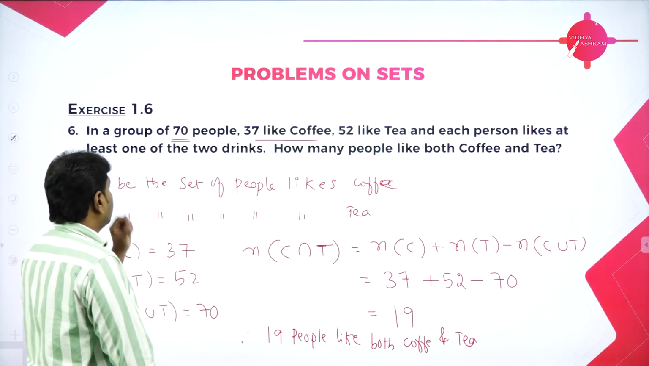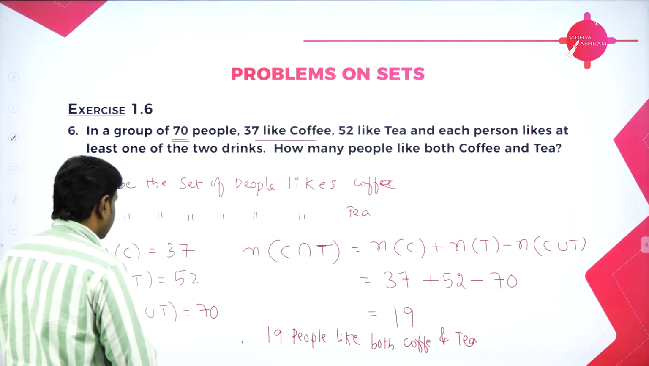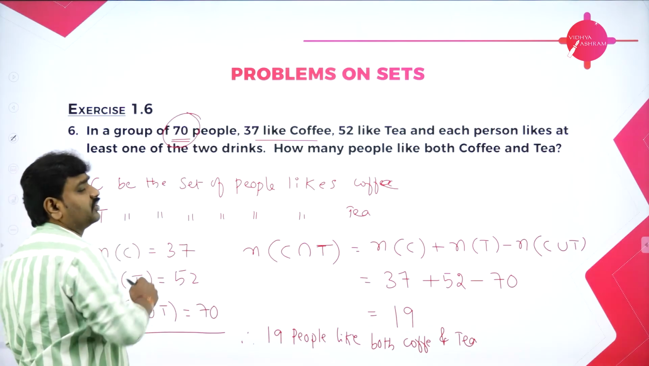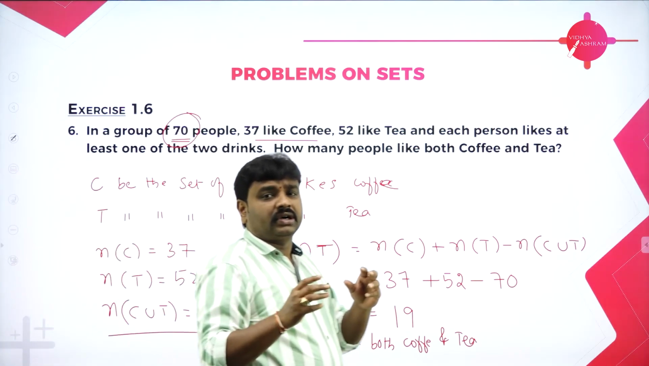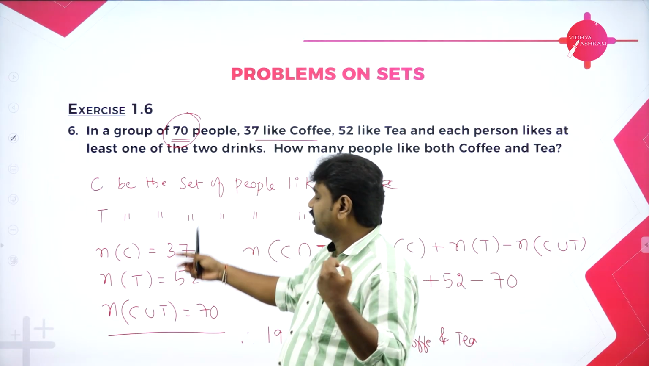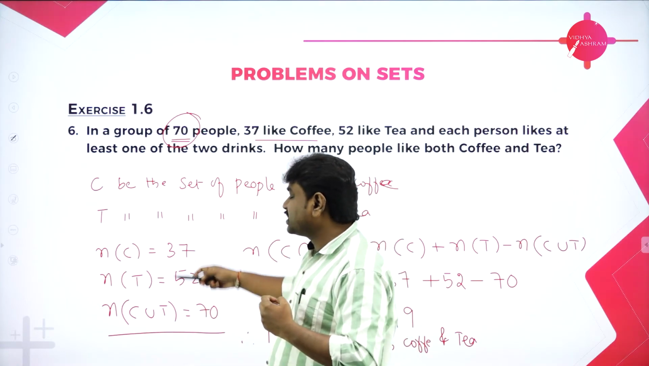So here they told at least one of the drinks. Everyone likes at least one of them, which means union is given. What is given? Union is the total number of people, that's it. So in the group of people, liking at least one means they belong to either C or T. Either-or means what? Union. So symbolizing this and solving it.